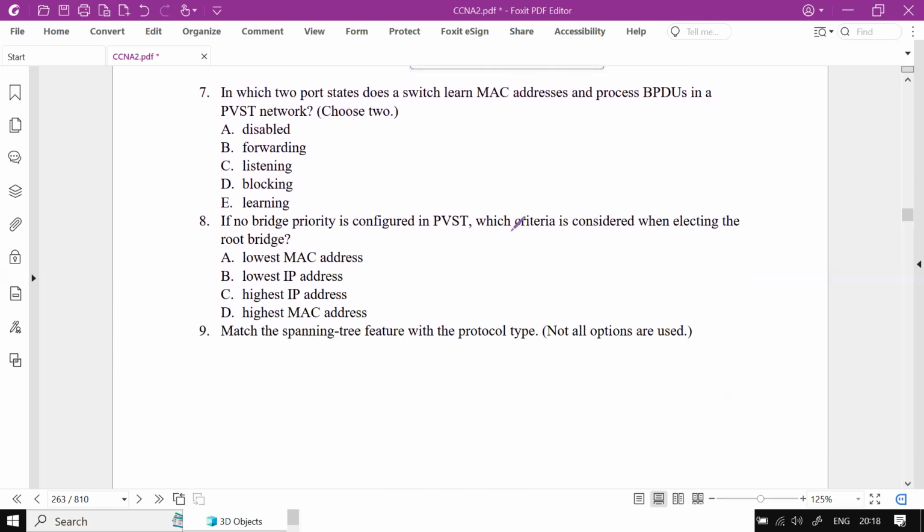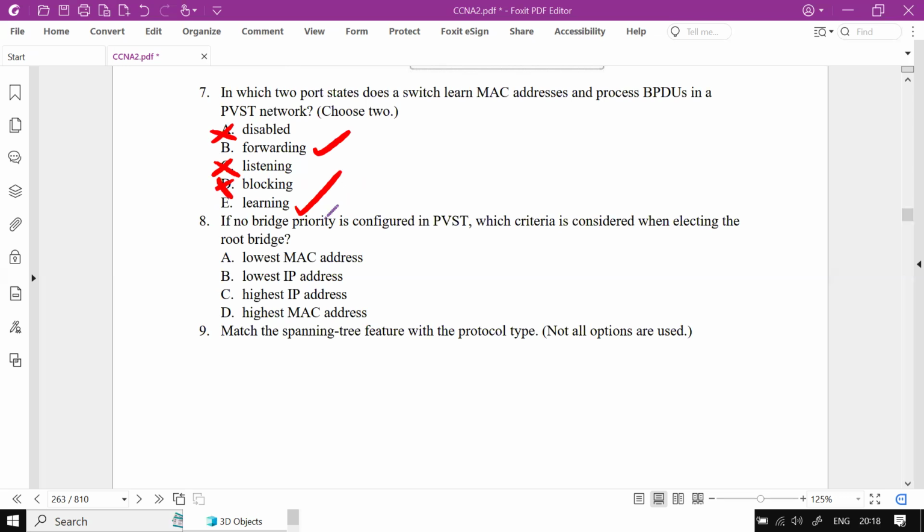Which two port states does the switch learn MAC addresses and process BPDUs in? Here we don't learn MAC addresses while listening. We listen. While blocking, we don't learn. We learn MAC addresses during the learning and forwarding states. So the learning state, you definitely have to get it right. Then the other one, when we are forwarding, we continue learning MAC addresses.